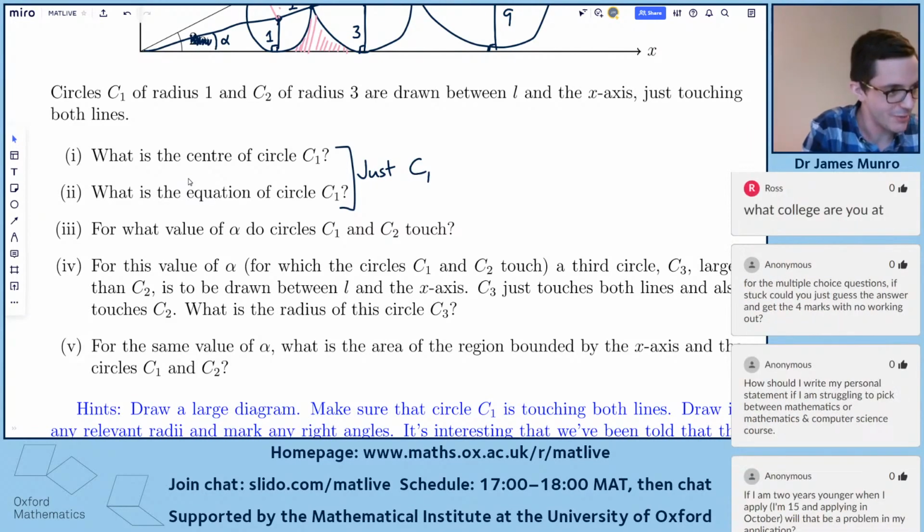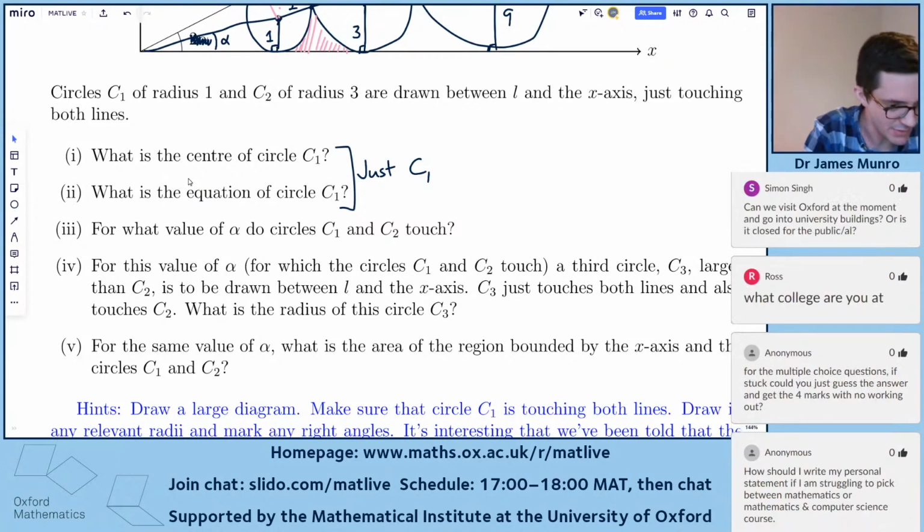Ross wants to know what college I'm at. Ross, I am not at any of the colleges. I work for the department. It's part of my job to coordinate the process between all of the colleges to make sure that we're taking the best applicants between all of the colleges. So I don't actually have a college. I sometimes do some teaching for some colleges, and I sometimes do some interviews for some of the colleges. But right now I don't have any college at all.